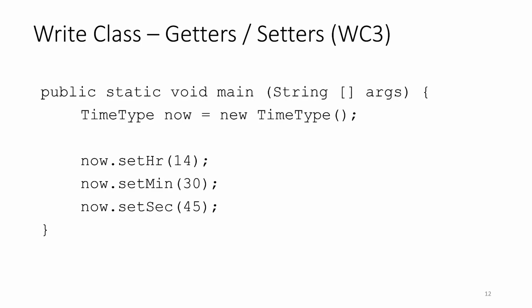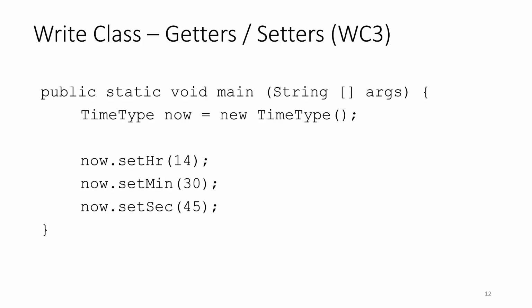Now that we've written these methods, let's see how they might be used in a driver program. We create one instance of the timeType class called Now, calling the default constructor. This will initialize it to have hour, minute, and second all to have a value of 0. That was the logic in our default constructor.